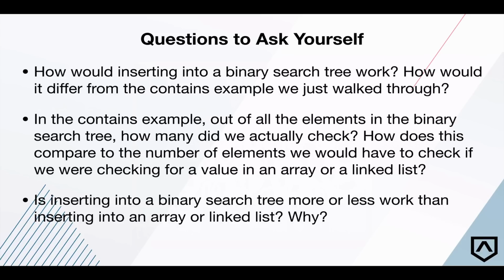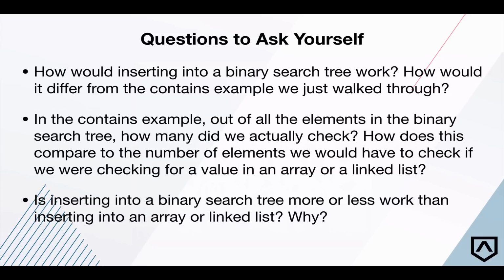And then another question might be, in the contains example, how many elements did we actually have to physically inspect? How many comparisons did we actually have to do as we were going through that contains example? So count that out and figure out that number that we actually physically checked, how many is that out of the total number of elements in our binary search tree? And then once you figure out that fraction, how does that actually compare to the number of elements we would have to check if we were doing the same contains checking through an array or a linked list?